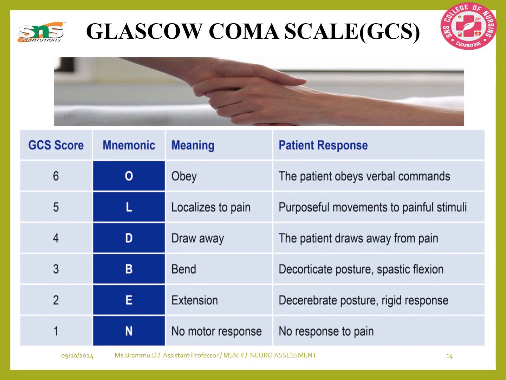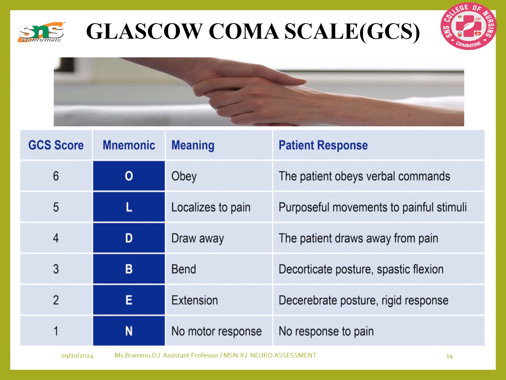For motor response, we will be assessing the patient by giving some commands. Please flex your upper extremity, right, left, and flex your lower extremity, right, left. If the patient obeys commands, then the patient will get a score of 6. If the patient is not obeying the commands but after a painful stimulus is able to localize the pain, then the patient will get a score of 5.